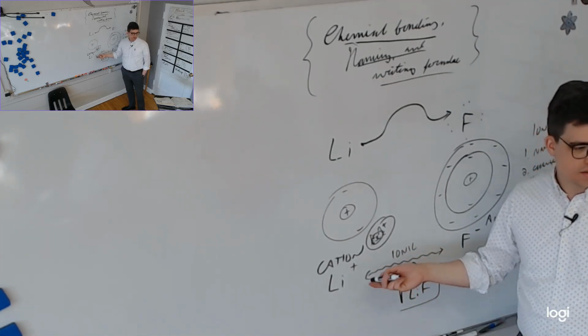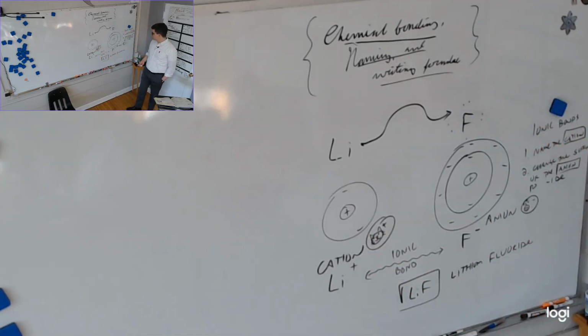Let's write that down at least. Cations are positive, and anions are negative. We always list the cation first, and then the anion, but we change the name to "ide." Okay? So let's do another one.